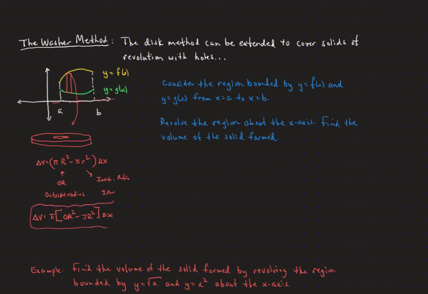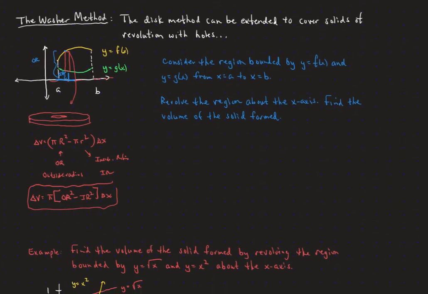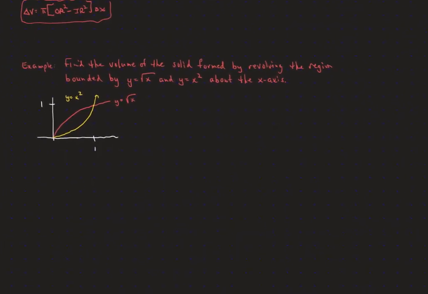And our outside radius is going to go from the line of revolution, the axis of revolution, to the outer edge of the solid. So that's going to be our outer radius. And the inner radius is going to go from the line of revolution to the edge of the hole. So that is going to be our inner radius or inside radius. Let's see how it looks with an example.